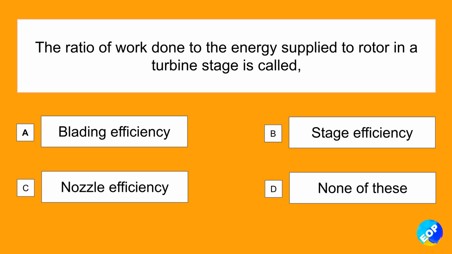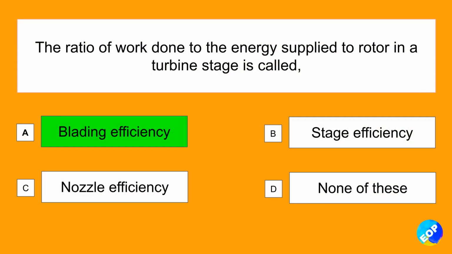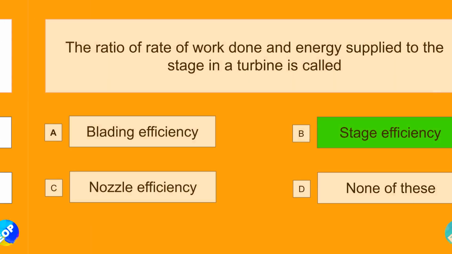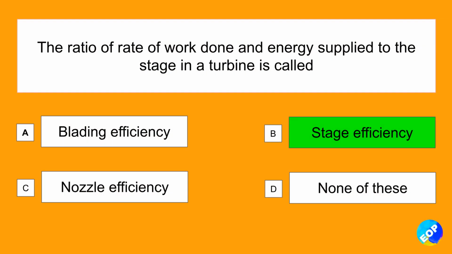Moving on to the next question. The ratio of work done to the energy supplied to the rotor in a turbine stage is called what? This ratio is known as the blading efficiency. Our next question asks, what is the ratio of the rate of work done to the energy supplied to the stage in a turbine? That is the definition of stage efficiency.